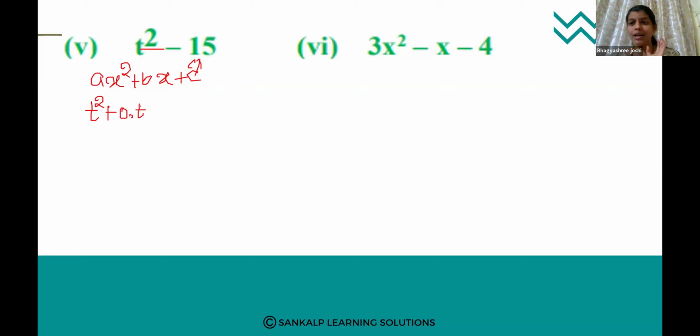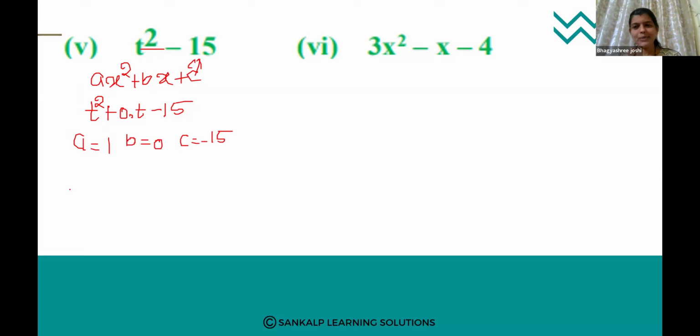Yes, dear children, observe carefully. Here in the place of x, t is there. So I will write 0 into t. Okay? Don't get confused. Minus 15. Now, this is in the form of ax square plus bx plus c. Right? Next, what is the value of a? A is equal to 1, b value is 0, and c value is minus 15. Right?